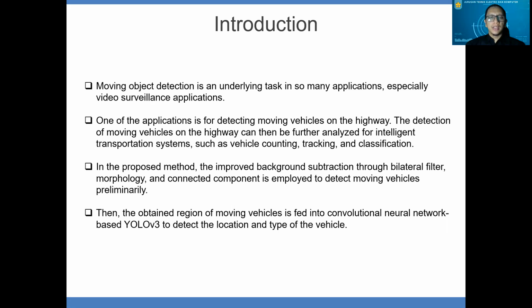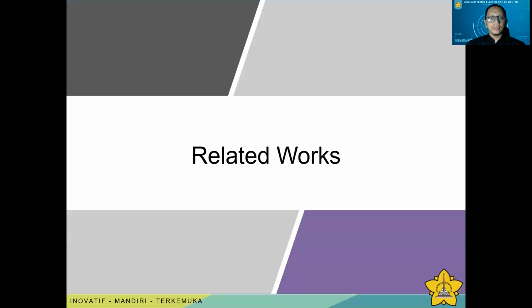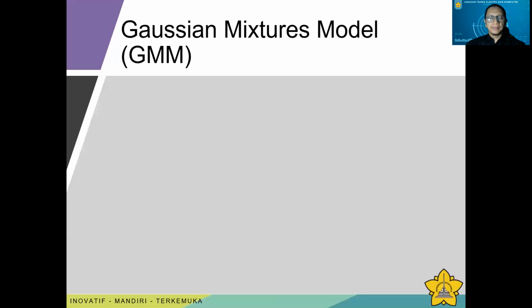In the proposed method, improved background subtraction through bilateral filters, morphology, and connected components is employed to detect moving vehicles preliminarily. Finally, YOLO V3 will be employed in order to classify the detected vehicles. As we know, YOLO is a very famous deep learning method to detect or classify objects. These are the related works.